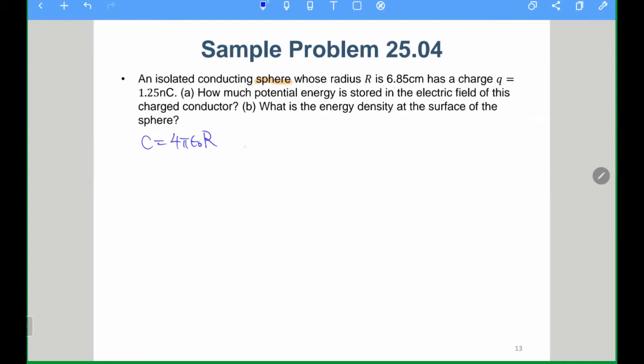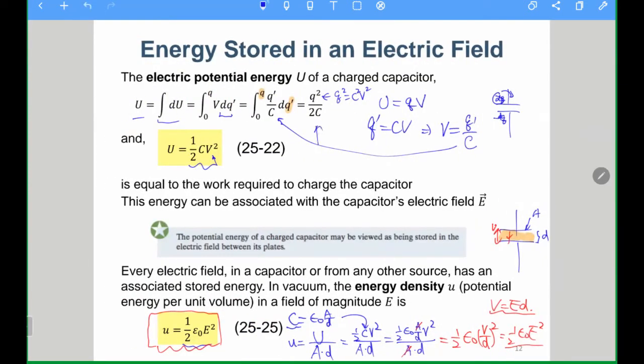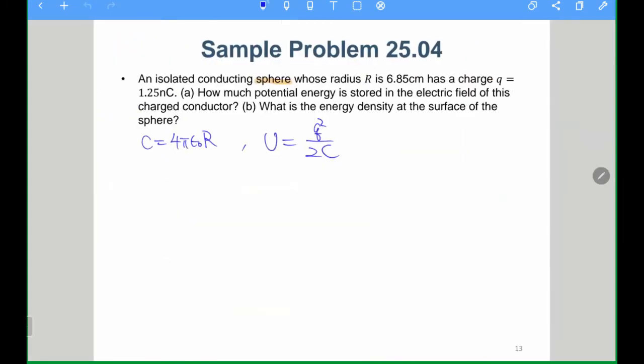And in that sense, U equals Q squared over 2C. Just make use of this expression. So in this case, we have a Q squared, and then we just replace this C by this expression. So all together we have 8 pi epsilon naught R.